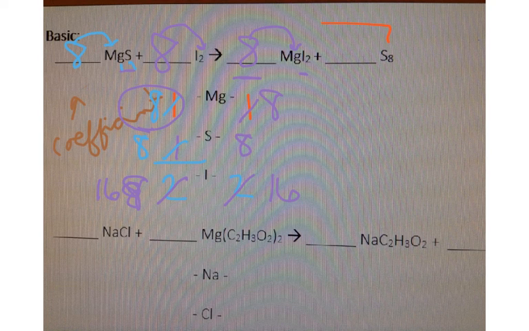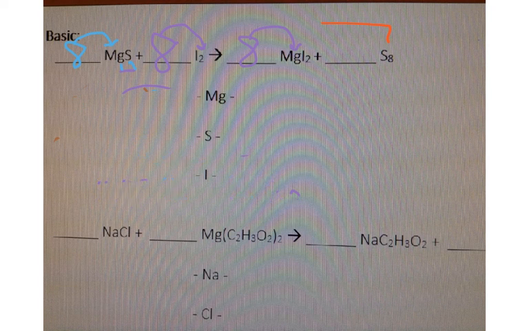All right, so now, just checking, I've got 8 magnesiums on the left, 8 on the right. I've got 8 sulfurs on the left, 8 on the right. I've got 16 iodines on the left, 16 on the right, according to my counts. But what I am going to want to do is make sure that this balances out. So how do I do that? Well, what I do is I like to just do a final count.